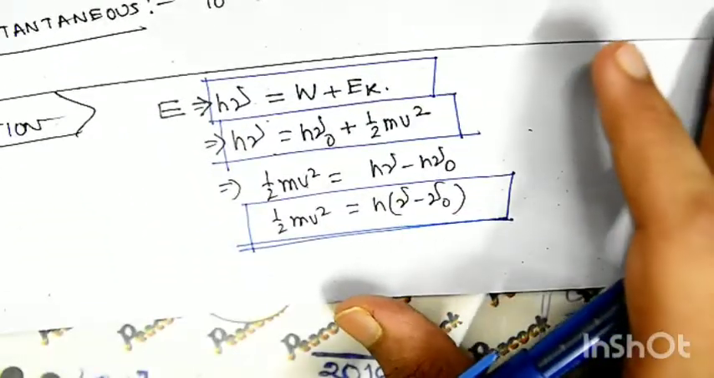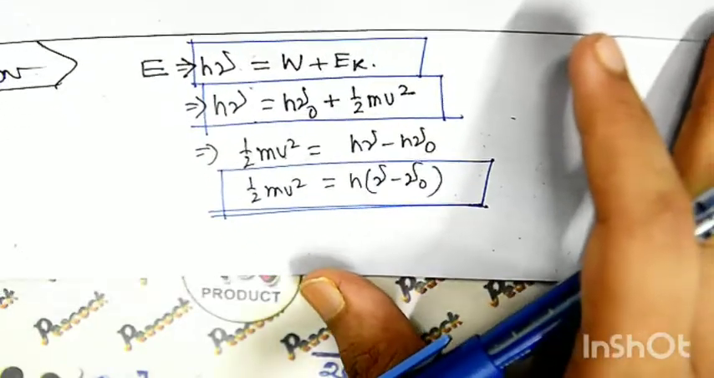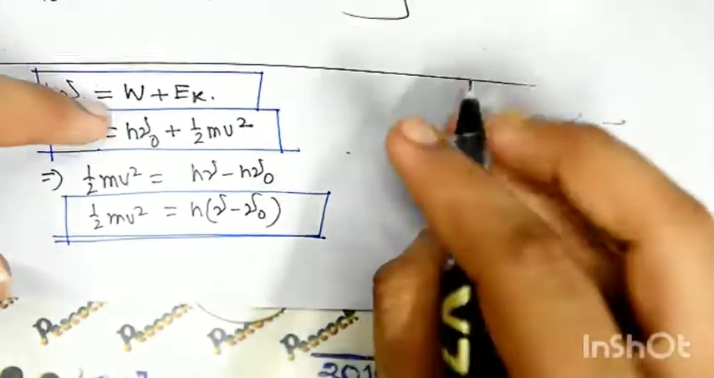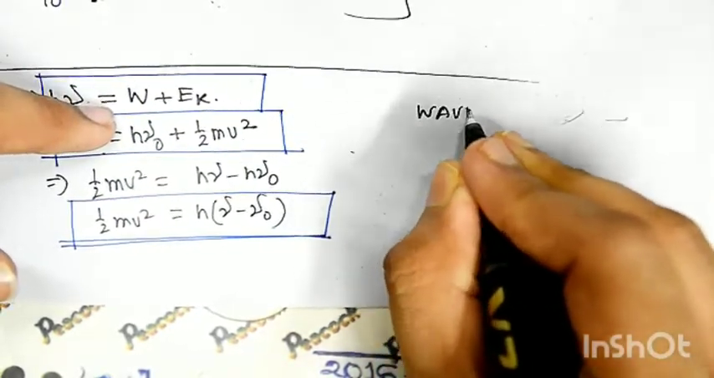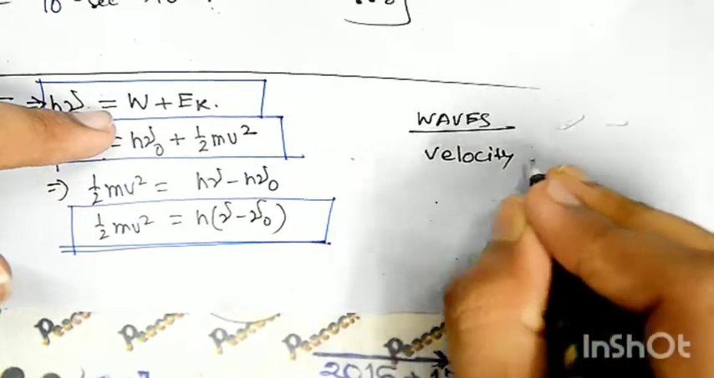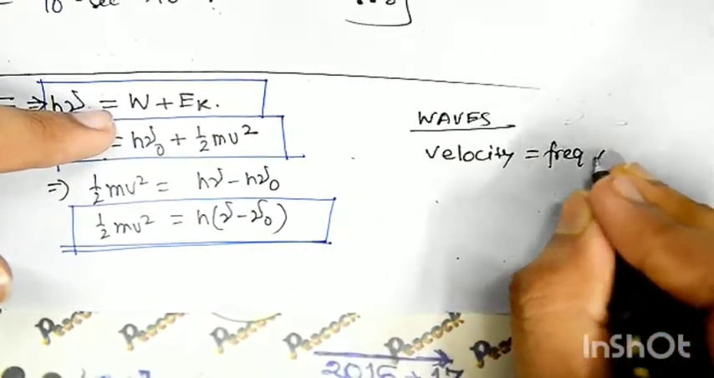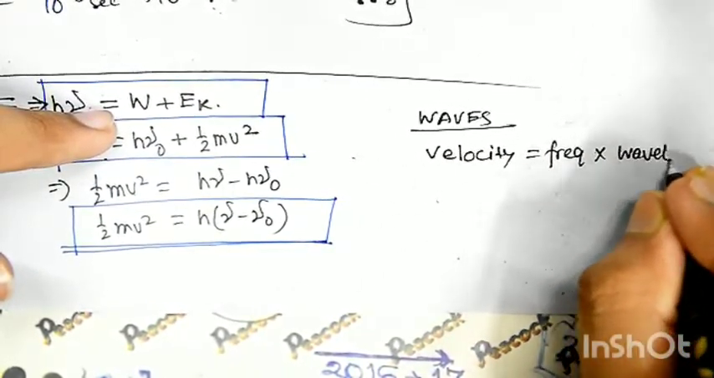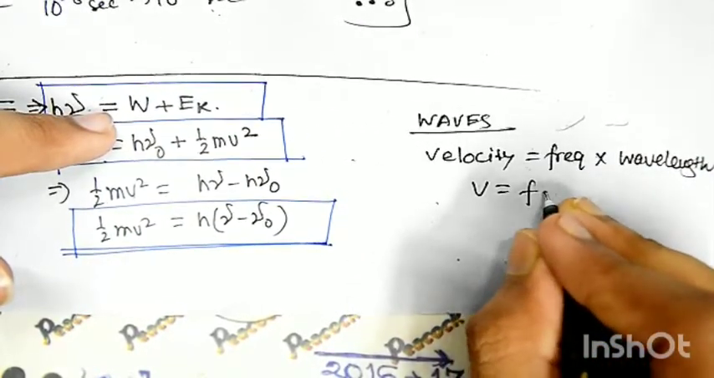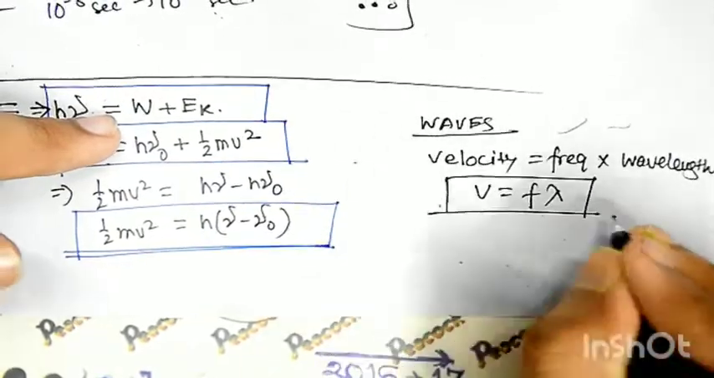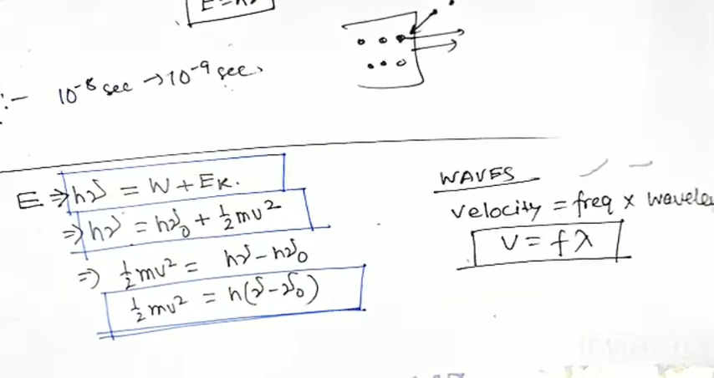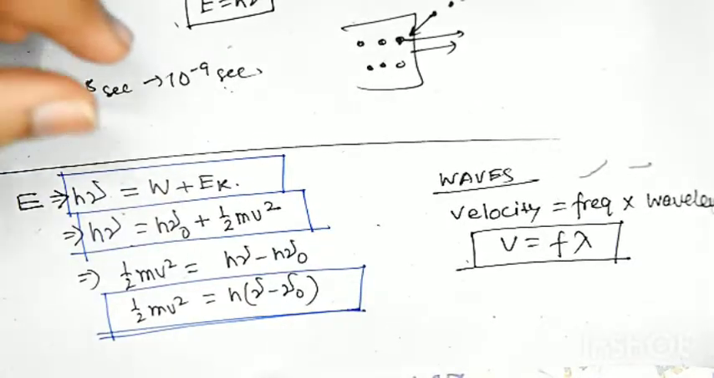If you are asked to represent it in wavelength, what is the way? I hope you know the formula of waves, that velocity equals frequency into wavelength, meaning v equals f lambda. You remember that formula from light?